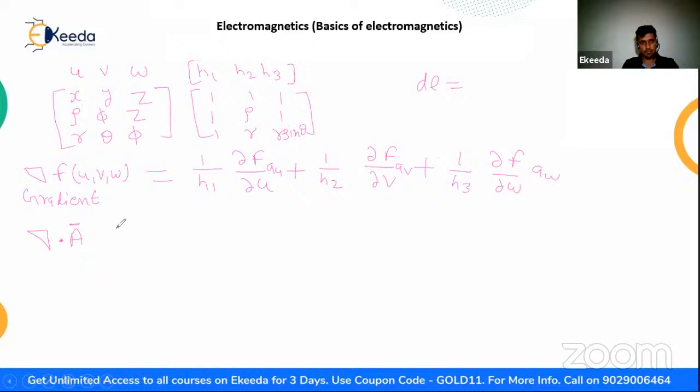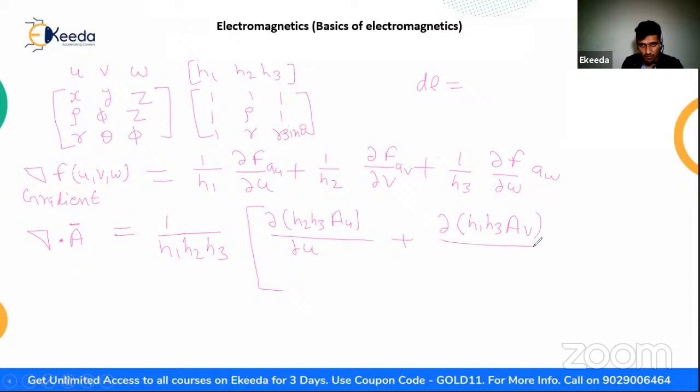So this is basically divergence, and it is defined as 1 upon h1 h2 h3 multiplied by del upon del u of h2 h3 multiplied by A_u, plus del upon del v of h1 h3 into A_v, plus simply the differentiation of h1 h2 A_w divided by del w.